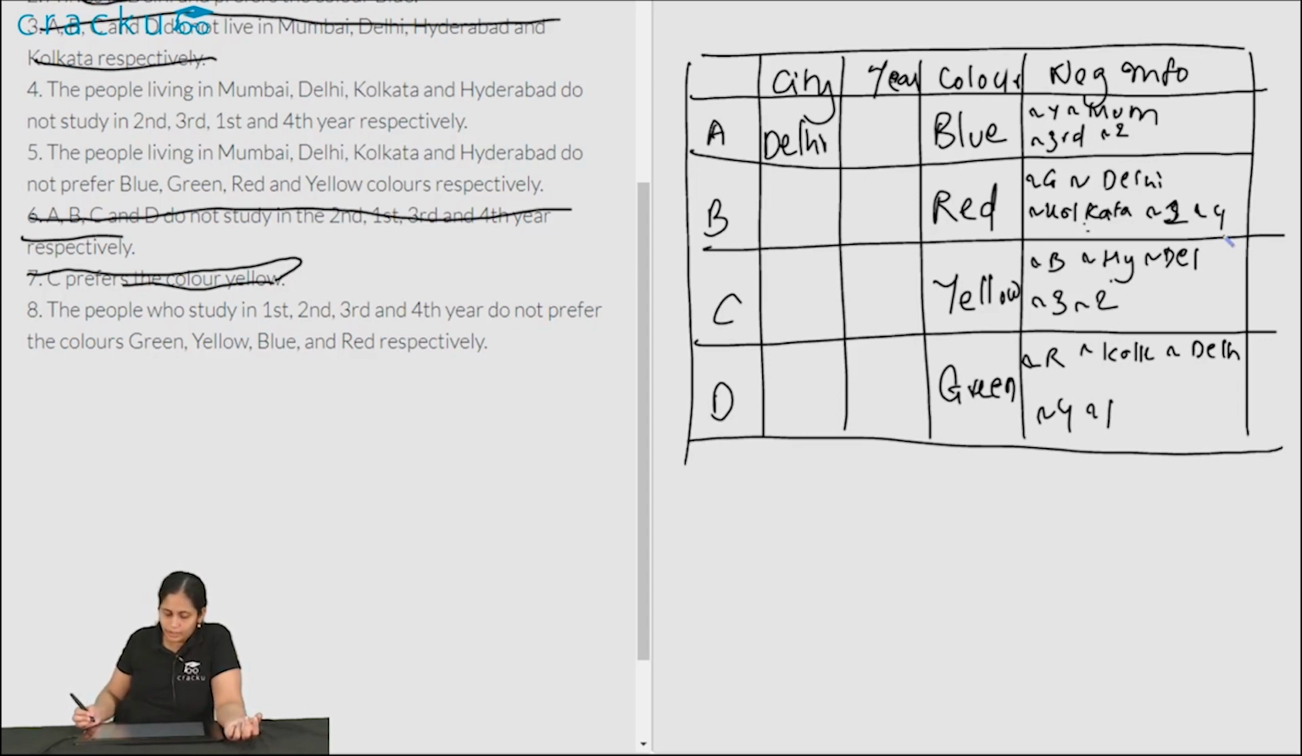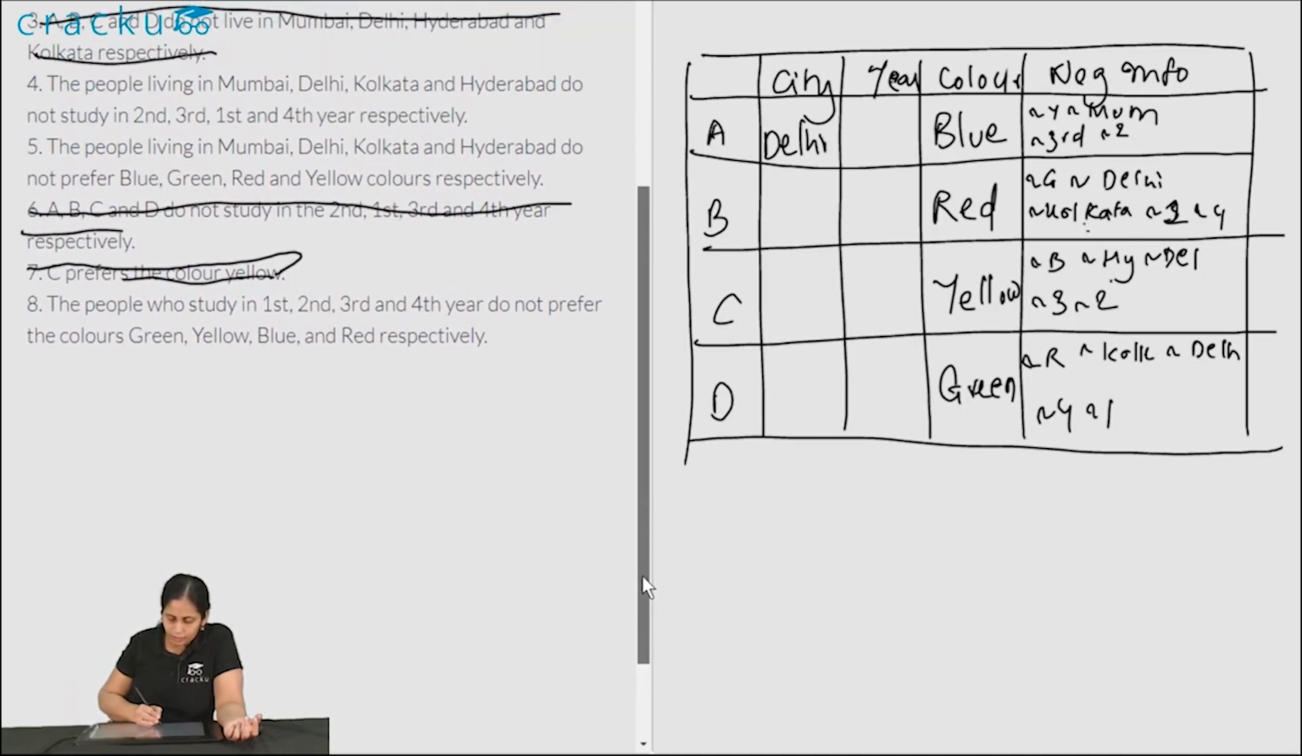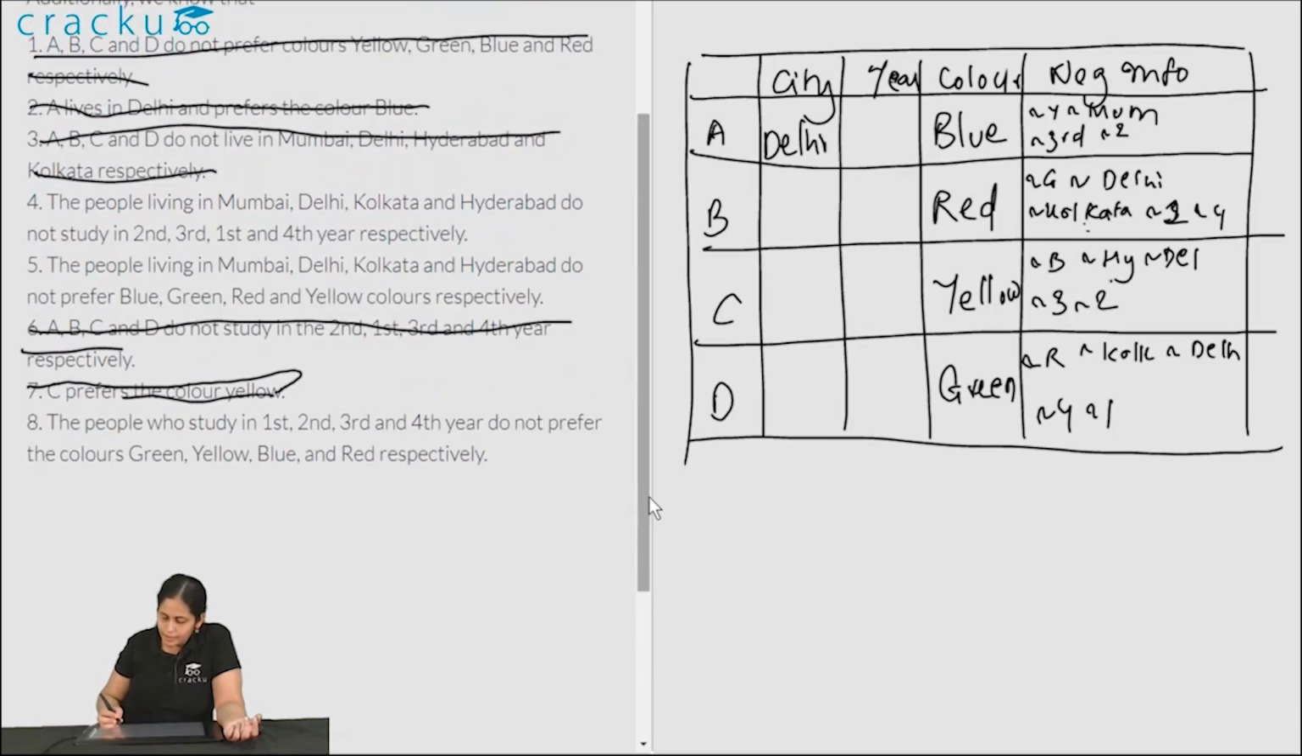If I look at it, I have put in this information also. So now let me see what information I am missing and what I can use to fill. So this guy is not in Delhi and Kolkata. This guy is not in Hyderabad and Delhi. And so he can be in either Mumbai or Kolkata.